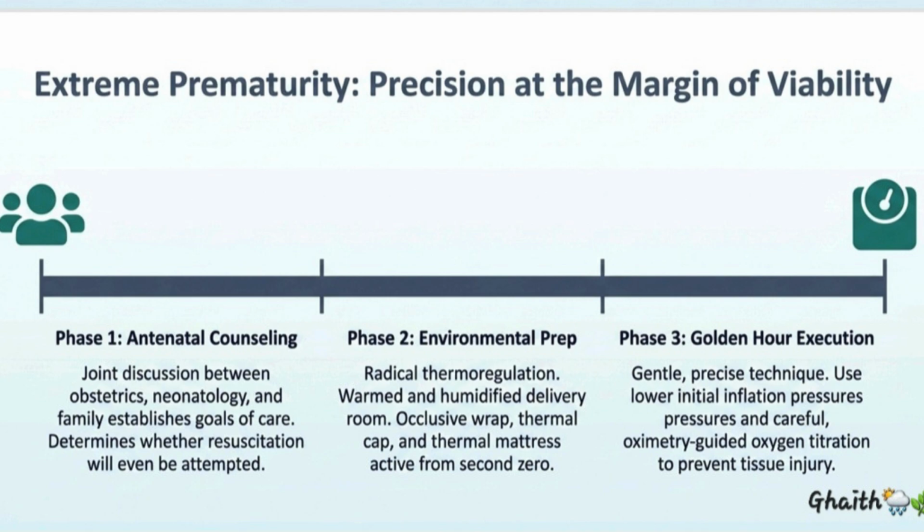Phase 3, golden hour execution. Gentle, precise technique throughout. Lower initial inflation pressures and careful, oximetry-guided oxygen titration to prevent tissue injury from both under- and over-oxygenation. The theme across all 3 phases is precision. This is not a resuscitation where you improvise pressures or timing on the fly.